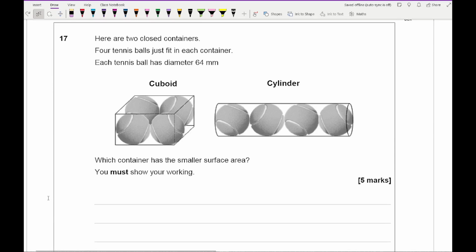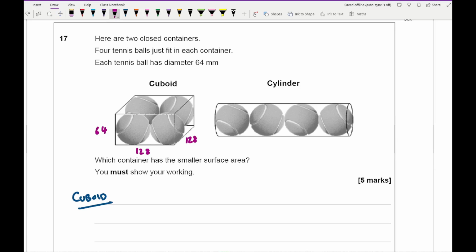Moving on to question 17, it says here are two closed containers. 4 tennis balls just fit in each container. Each tennis ball has a diameter of 64 millimeters. Which container has the smaller surface area? And you must show your working out. So for the cuboid, the surface area is basically the area of each of the faces. So here, looking at the lengths, this is going to be 64. This is going to be 2 tennis balls, which is 128, and that's going to be 128.